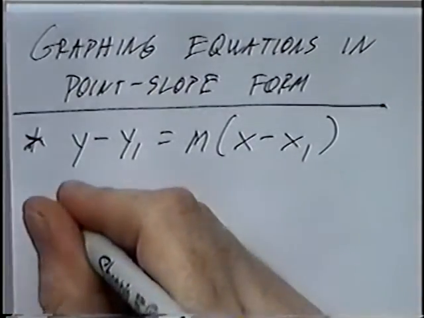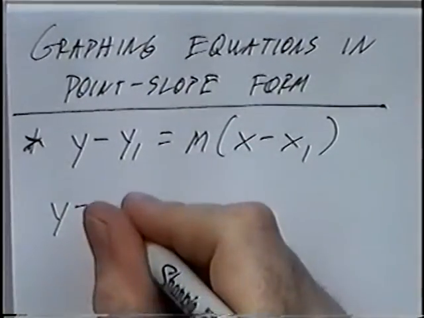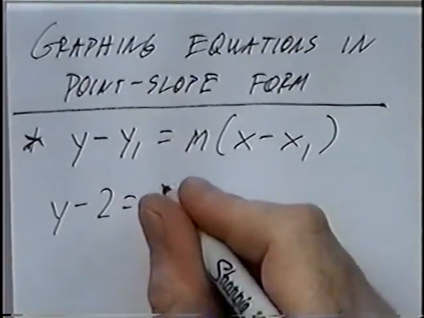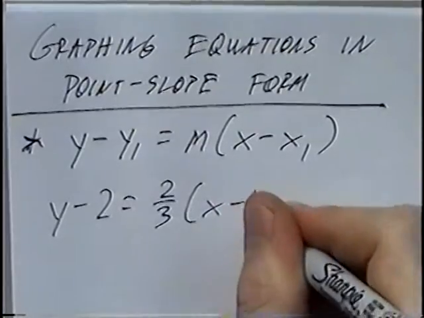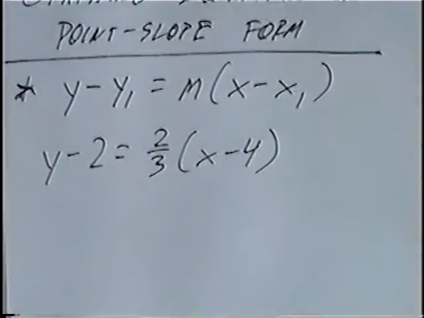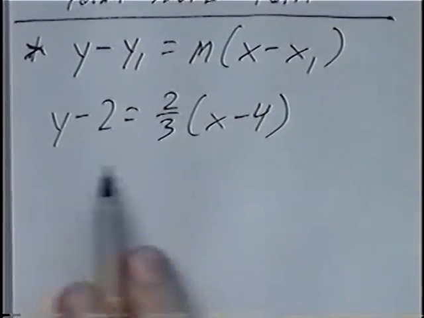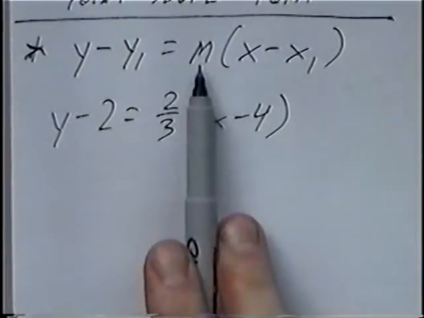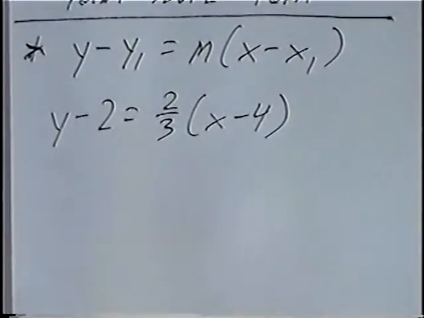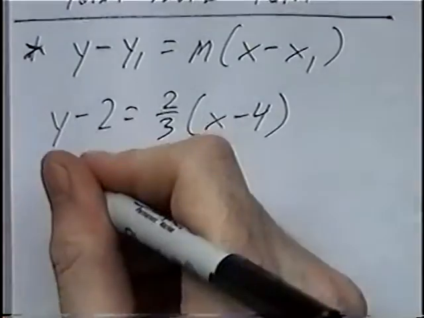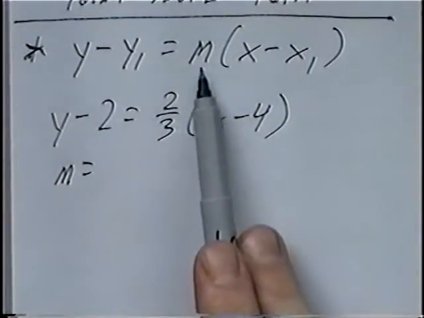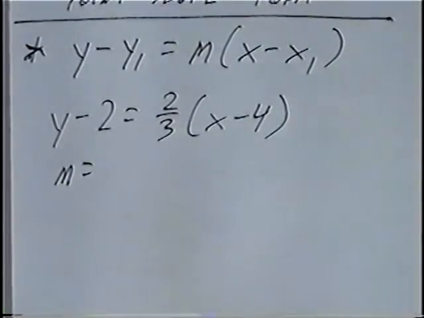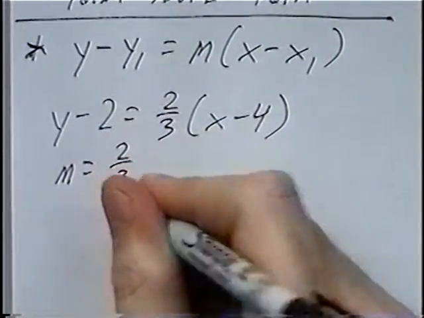First equation we'll graph is y minus 2 equals 2/3 times x minus 4. From this equation, we can figure out what the slope is and also a point, which is x1, y1. M equals, in point slope form, m is the number in front of the parentheses, so in this case m equals 2/3.